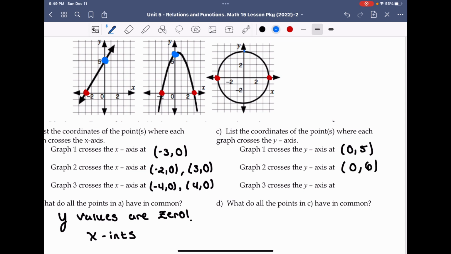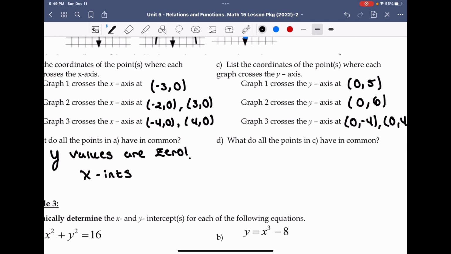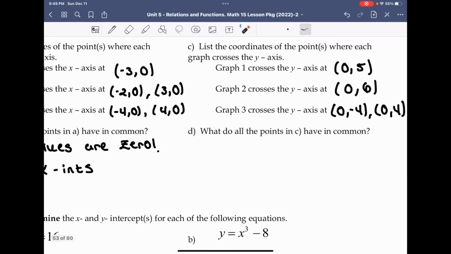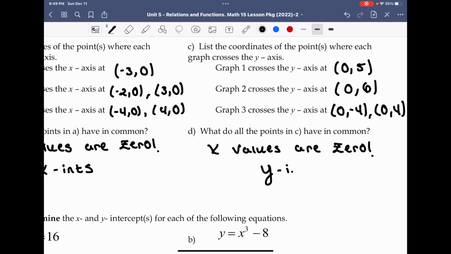And then lastly, I have y-intercepts on our circle here and here, which are at ±4. So the ordered pairs would become 0 and -4 and 0 and +4. Now, what do all these points have in common in C? You should realize that all the x values have a 0 value, so the x values are 0. And what does it mean when the x values are equal to 0? We've actually found our y-intercepts.